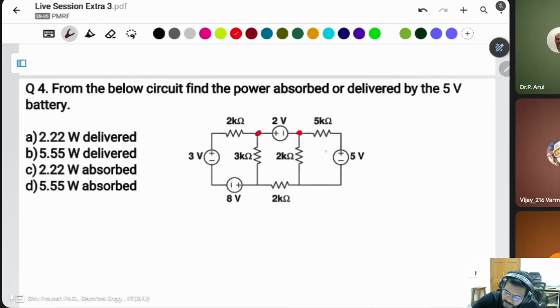Okay, it means we have to find the current of this one. Once we get the value of current, then you can say the actual power delivered or absorbed. It depends on the direction of the current. There are 3 loops. I take them as loop 1, loop 2 and loop 3. Taking the current of this one as I1, this as I2 and this as I3.